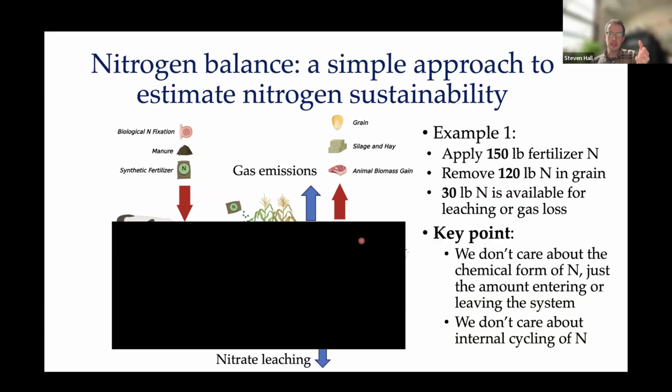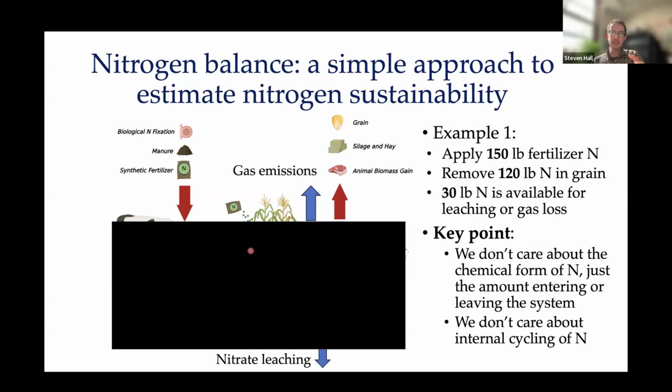So this 30 pounds is this extra nitrogen that we have to contend with as a society. To emphasize, in this nitrogen balance approach, we don't care about the forms of nitrogen that are entering or leaving. This is just a bookkeeping approach. We also don't care about the internal cycling of nitrogen. We're treating these systems like a black box. We don't have to pay attention to where that nitrogen is, if it's in plant tissue, if it's in soil organic matter, et cetera. It's just what's coming in and what's coming out.